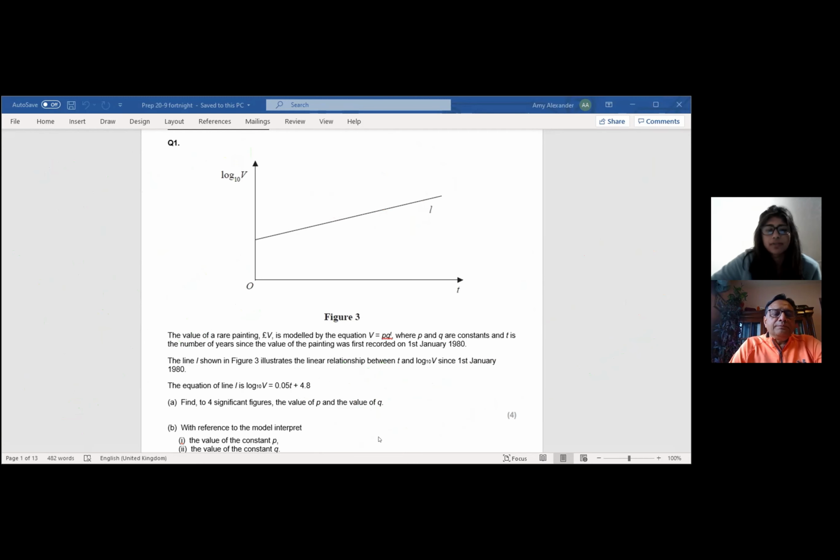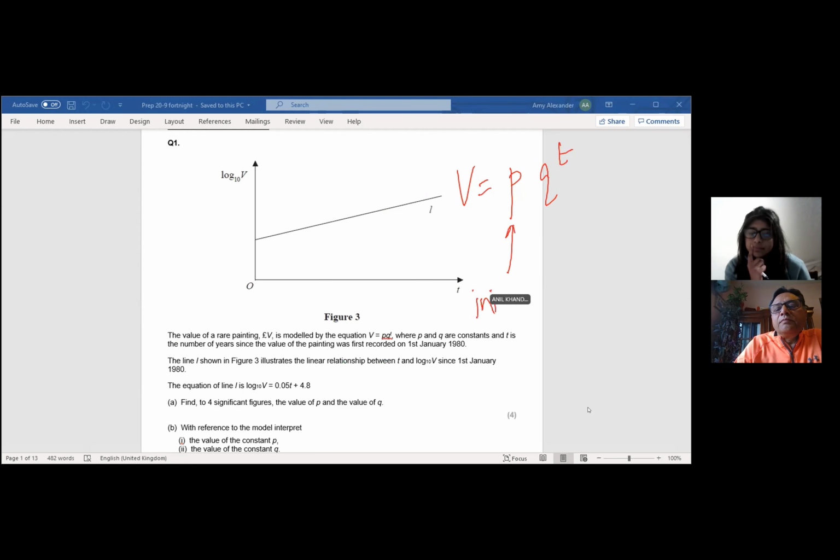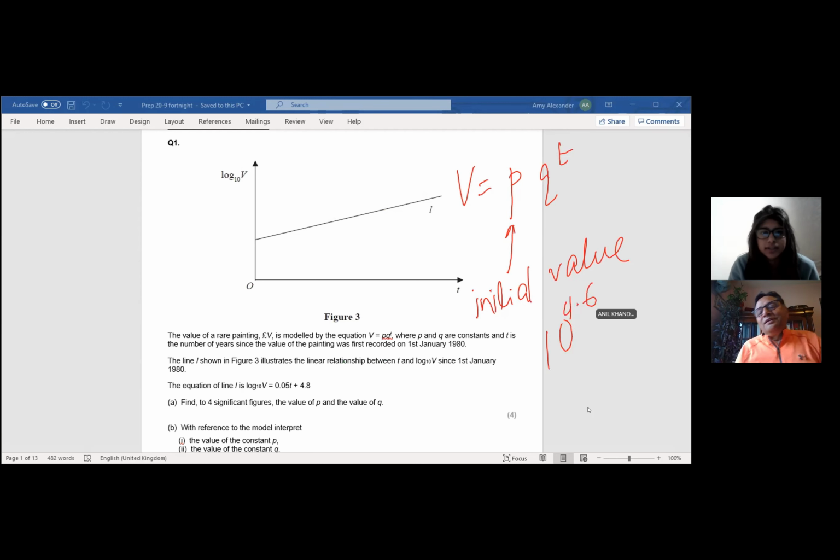With reference to the model, interpret the value of the constant p and the value of the constant q. Oh, we calculated. Yeah, but with reference to the model. So that just means interpret, right? So we had v equals p q to the power of t, right? So p is the initial value. And q is the rate at which it increases in relation to t, right? So q is the rate of increase.